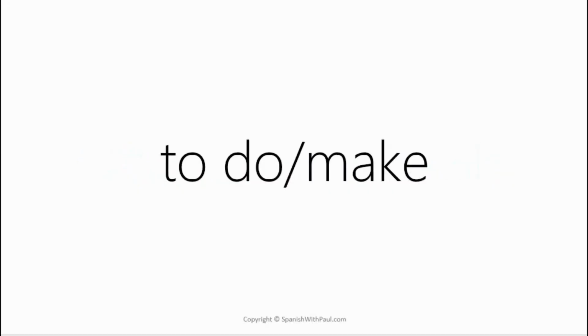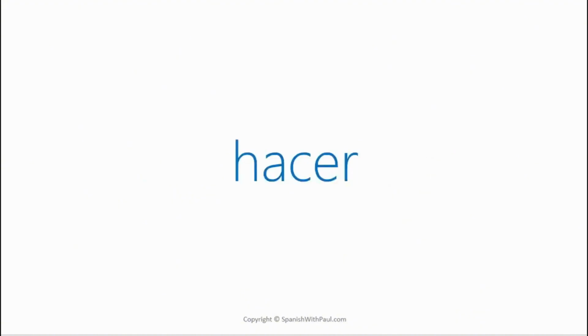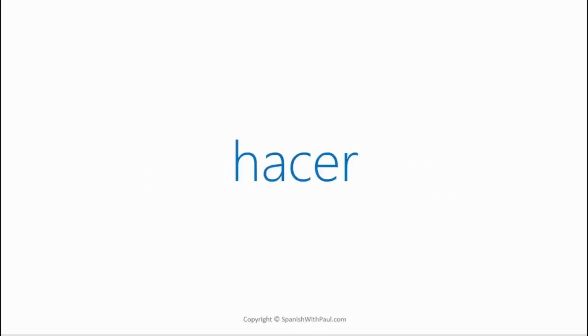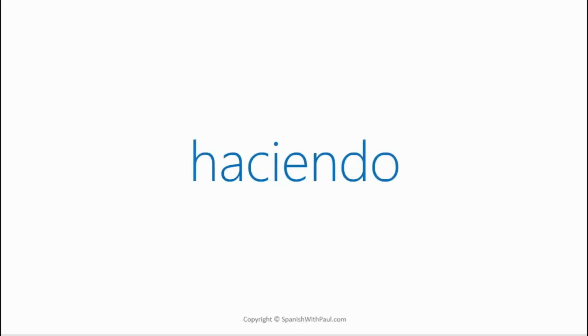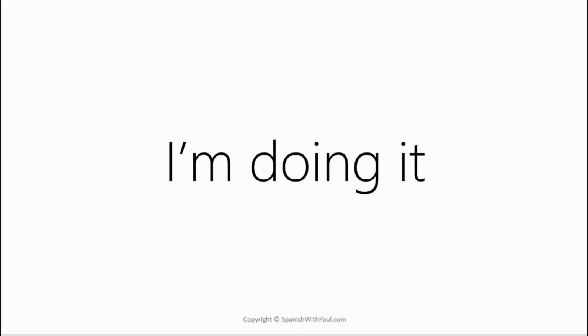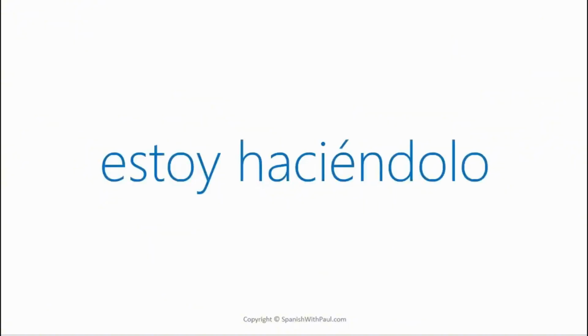Another verb ending in er is, of course, to do or to make, which is hacer. So in the present progressive, what we want to express is doing or making. How would you say that? The sound is haciendo. So hacer goes to haciendo. How would you say I'm doing it? Estoy haciéndolo.